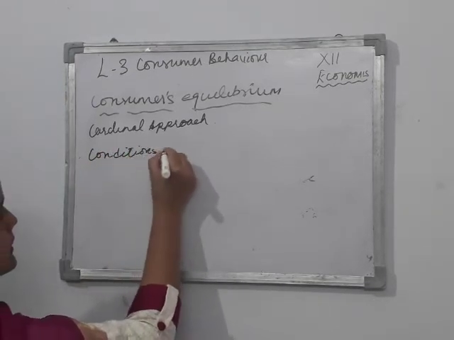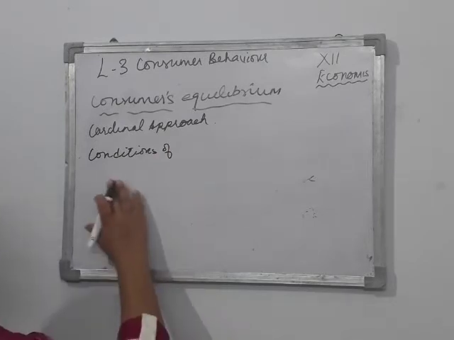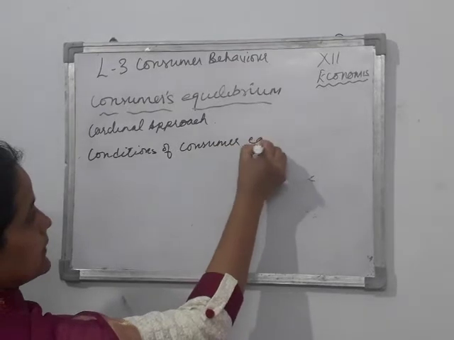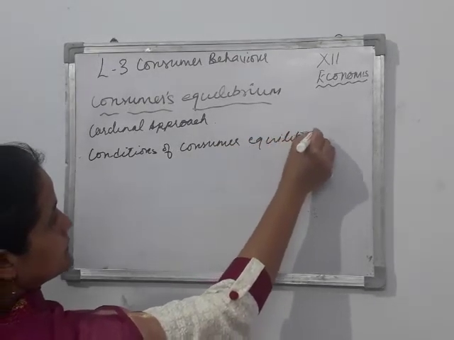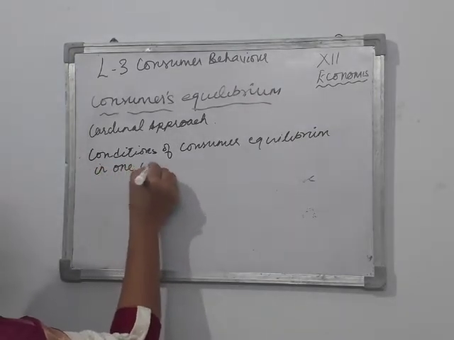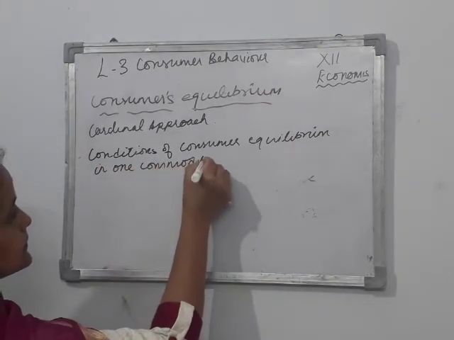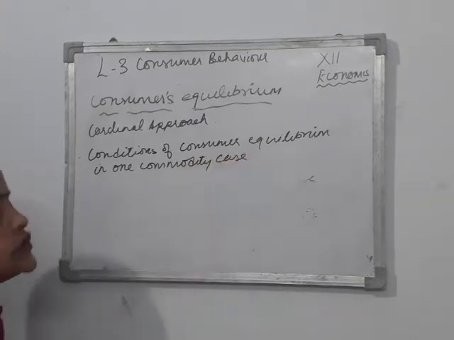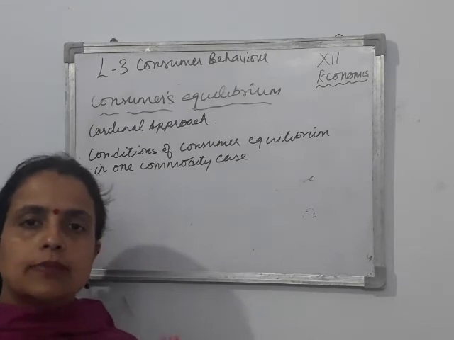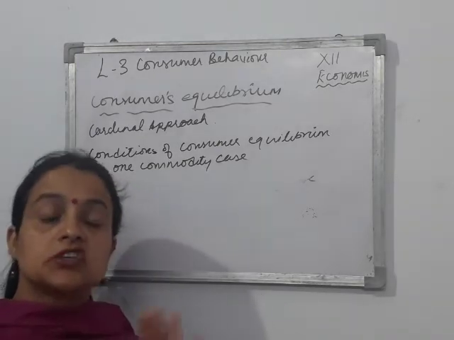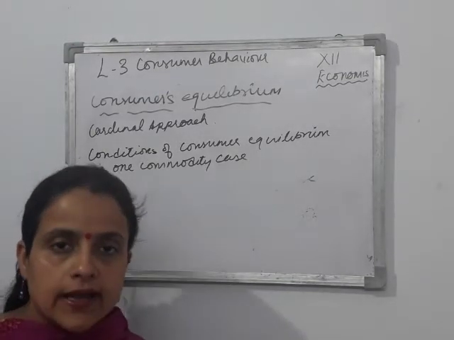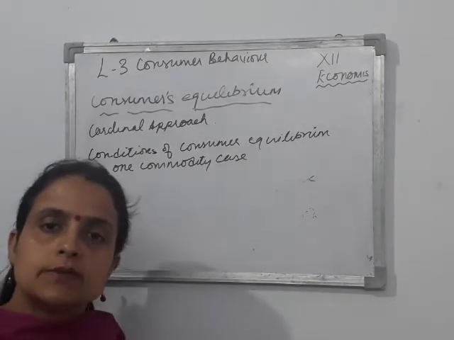ये सिर्फ रिवीजन कर रहे हैं, we have done this already. Conditions of consumer equilibrium in one commodity case. So कंज्यूमर की इक्विलिब्रियम की, अगर वो वन कमोडिटी परचेज कर रहा है और कंज्यूमर अपने आप को मैक्सिमम सेटिस्फैक्शन के बेस पे पाता है, तो उसकी कंडीशंस क्या होनी चाहिए? मतलब किन कंडीशंस में, किन परिस्थितियों में he is going to find himself in the position of maximum satisfaction.